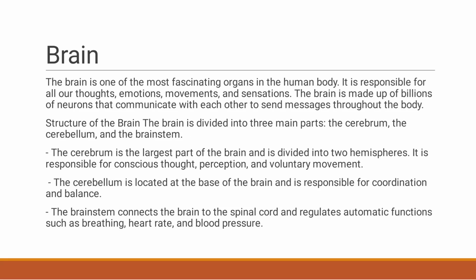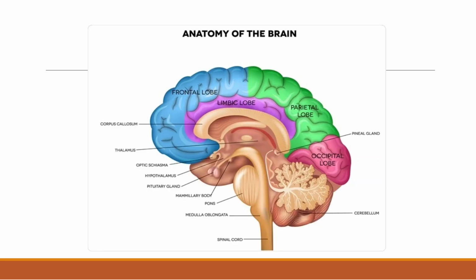The brain is divided into three main parts: cerebrum, cerebellum, and brainstem. The cerebrum is the largest part of the brain and is divided into two hemispheres. The cerebellum is located at the base of the brain and is responsible for coordination and balance. The next part is the brainstem. This one connects the brain to the spinal cord and regulates automatic functions such as breathing, heart rate, and blood pressure. This is the overall anatomy of a brain.